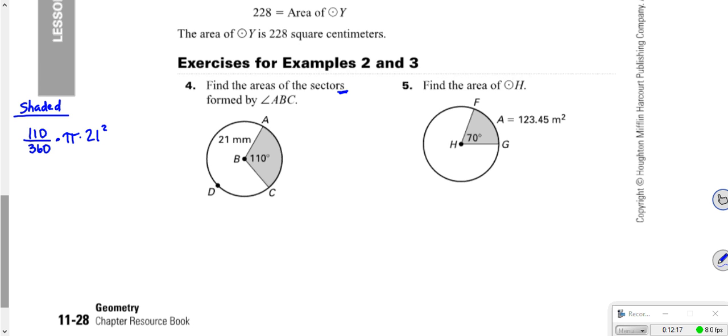So if you poke this in your handy dandy calculator, that is going to give you 423.33, and we're talking millimeters. So since we're finding area of a sector, it's going to be millimeters squared. Now that's the shaded. Let's do unshaded.